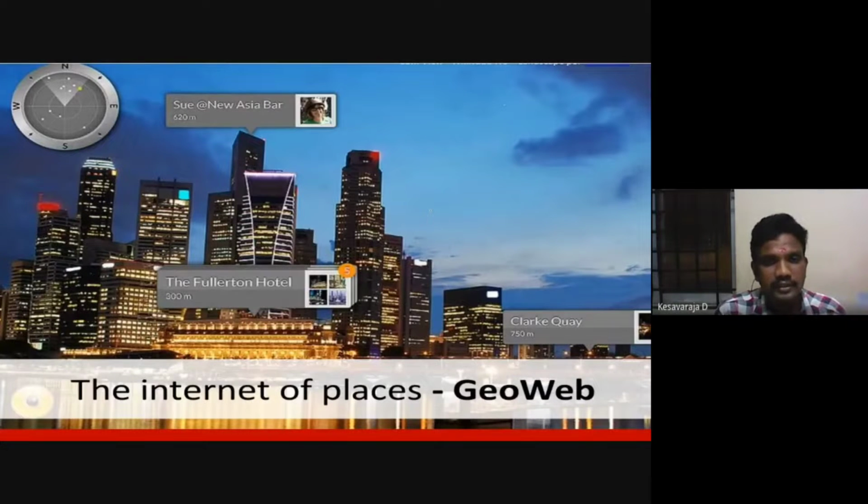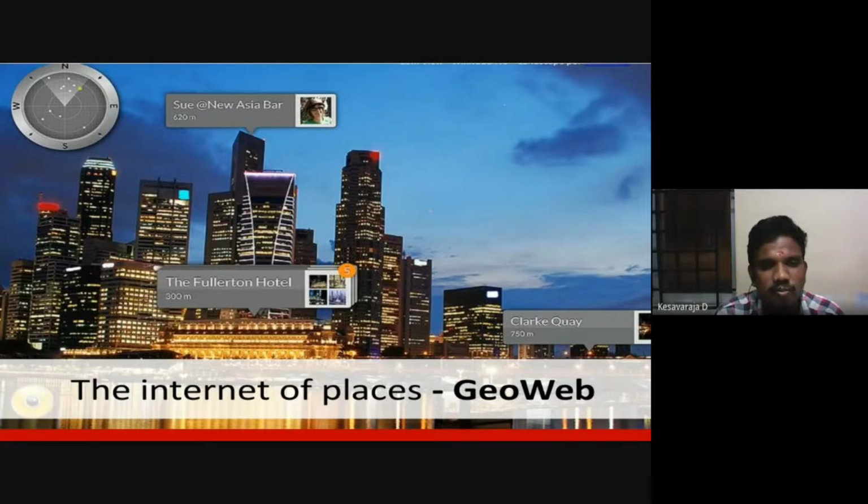Here is a photo of a US city, from which the hotel photo is extracted. The height of the hotel was 300 meters. The height of the bar was 620 meters. Another location was 750 meters. This will be provided as GeoWeb. So it extracts information from the real world, which will provide the entire information.